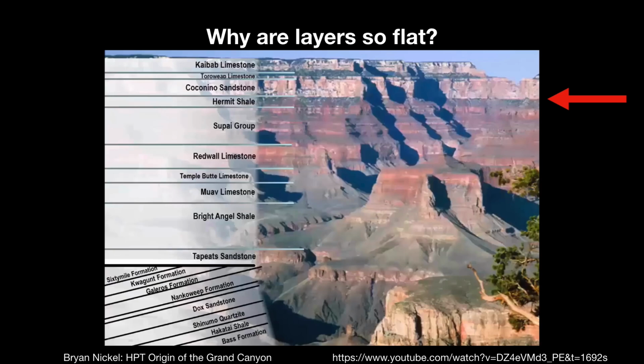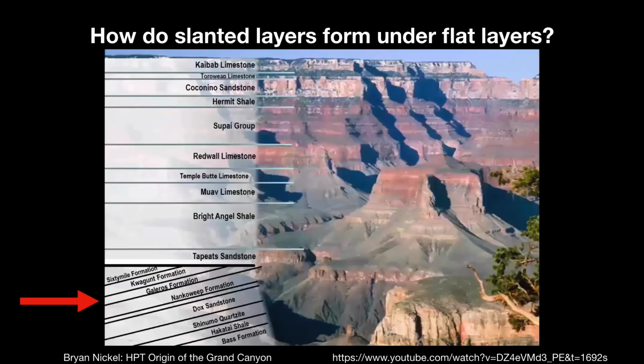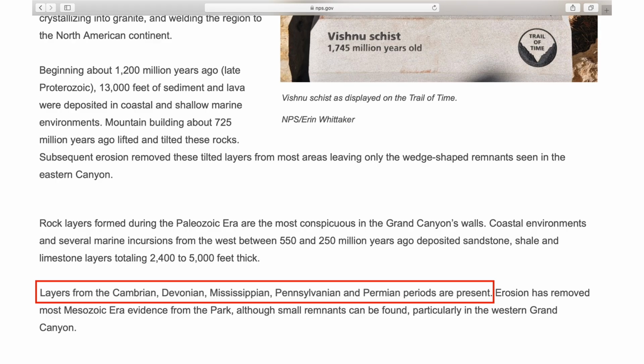Okay, and then why are the layers so flat? They're just laying there like pancakes. Why are they so flat and so well sorted into different limestone and sandstone? And then why are there no signs of erosion? On top of the Grand Canyon, there's valleys where there's erosion, but why aren't there valleys scattered throughout all those layers? And then how do slanted layers form under flat layers? Because on the bottom, they're all slanted, but then on top of them, they're flat. How does that happen?